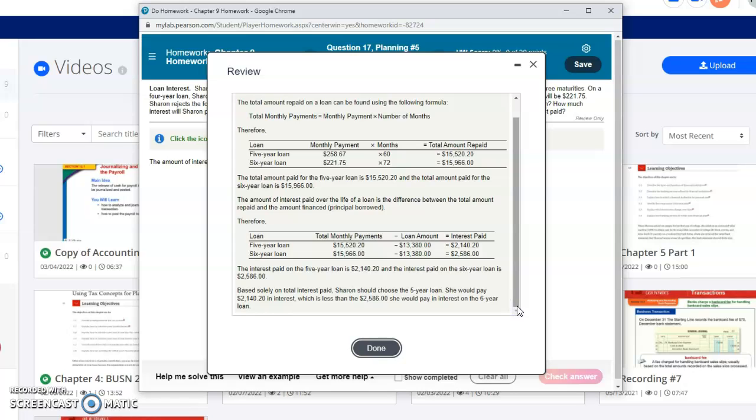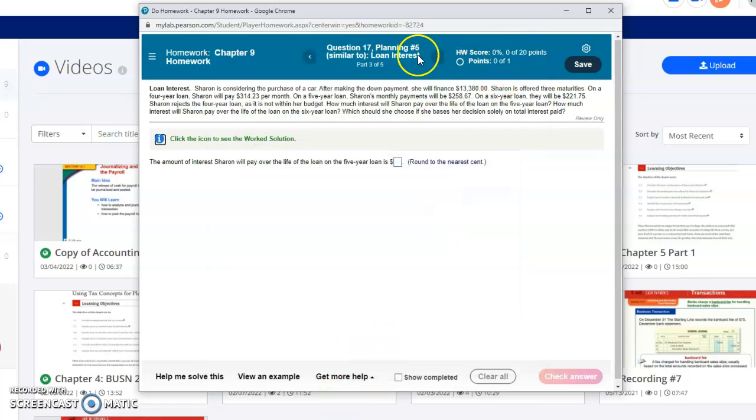But she should, in my opinion, definitely choose the 5-year because you're going to pay less in interest. But again, whatever fits in her budget, we don't know here. But that would be your best choice.